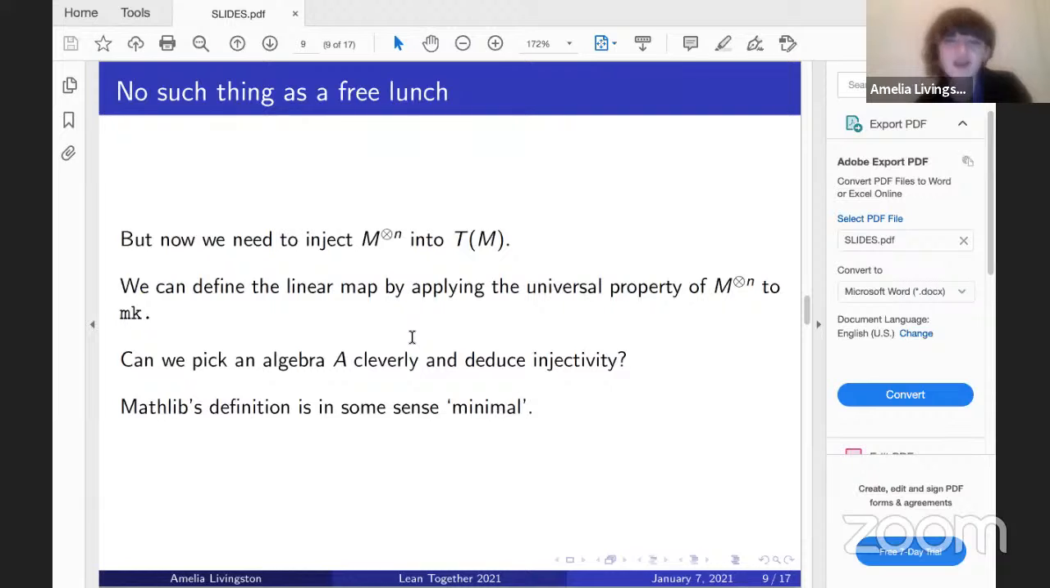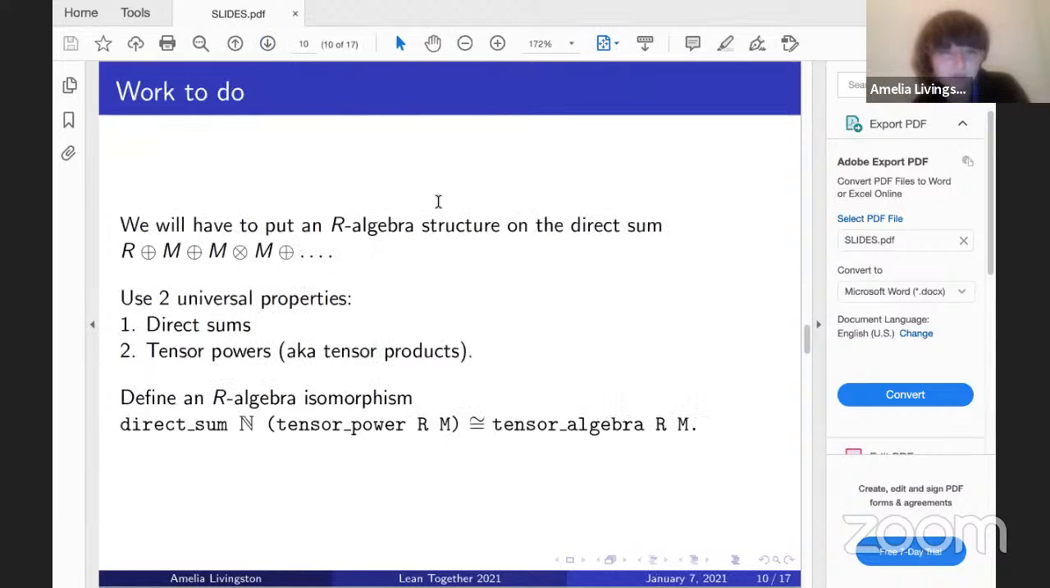And yeah, ultimately, I don't think there's a way to do this. I think Mathlib's definition is by design the least detailed construction to give you the universal property, and beyond that, you don't get much else. So we're going to have to do some work.